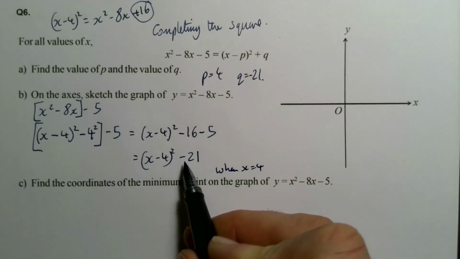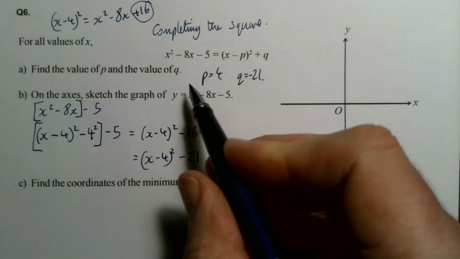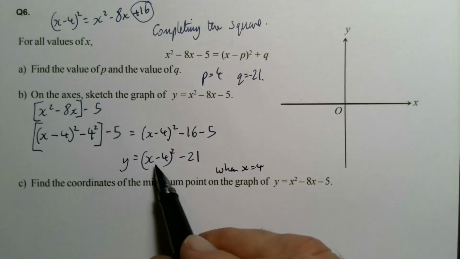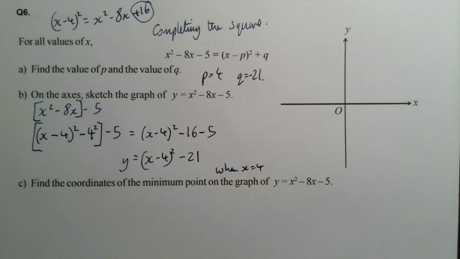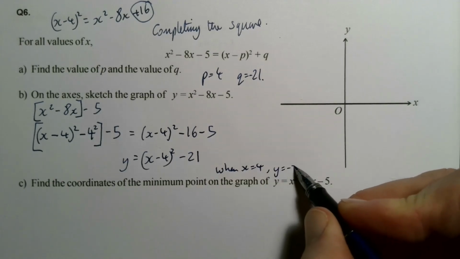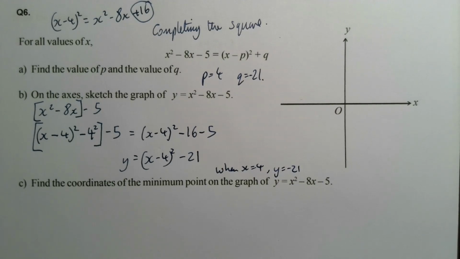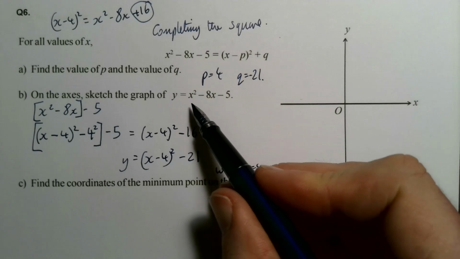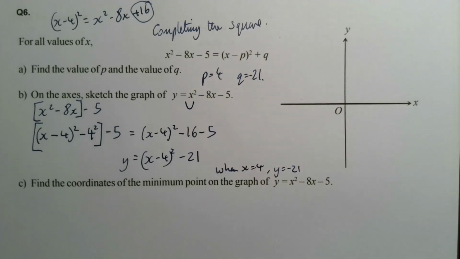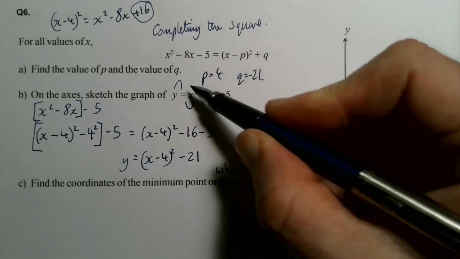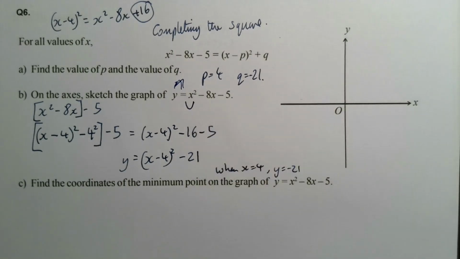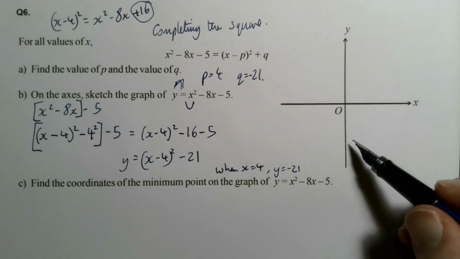y would be negative 21, because if we were doing the graph of y equals that, imagine x is 4, that'll be 0, 0 take 21 would be minus 21. That's the lowest point of the curve, and because it's x squared, that means it's going to be a curve that looks like that. If it was negative x squared, it would be a sad one, and it would be like that. So I'm going to draw something like that, but I'm going to bear in mind where this is coming through.